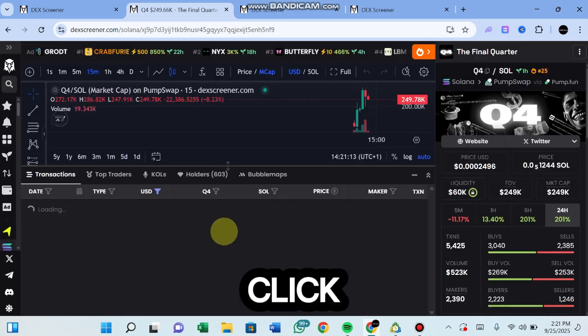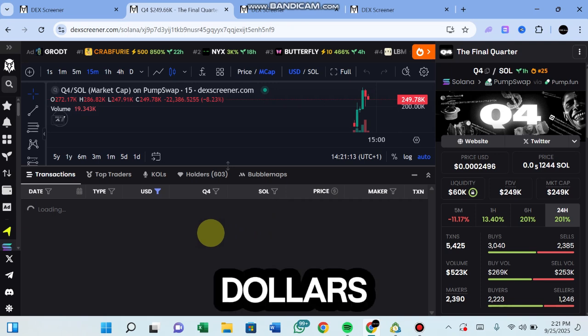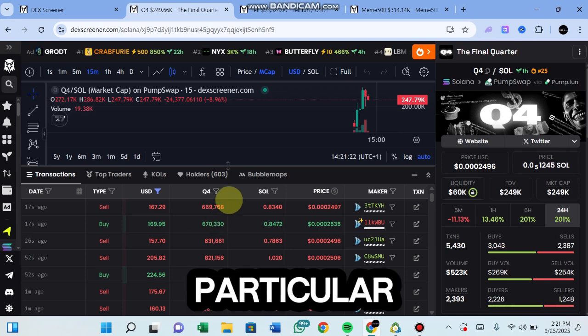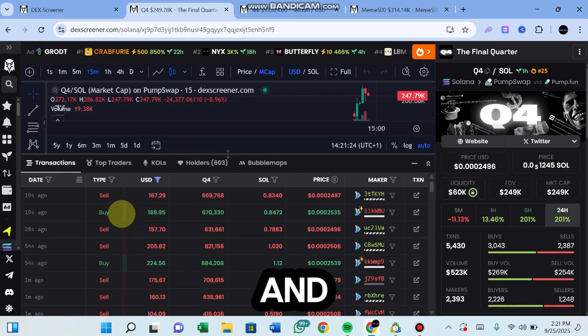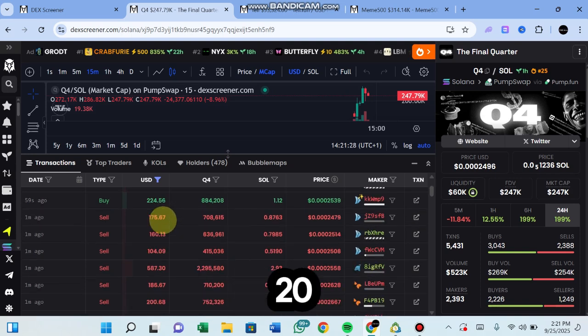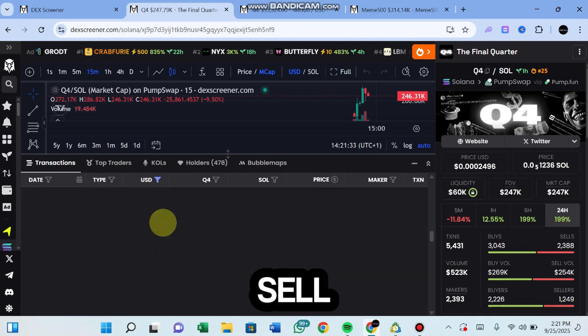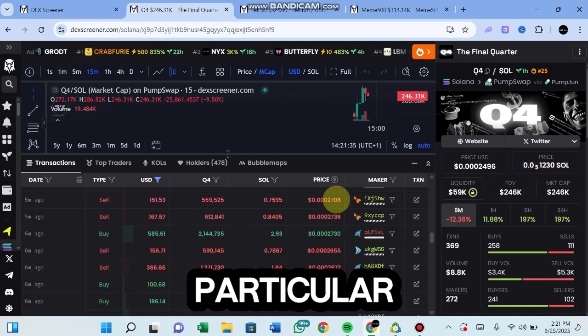So all I need to do is click on this funnel, click on $100 and see whether people are putting in large amounts of money like $100 into this particular coin. You can see the last time somebody put in money was about 20 seconds ago, and there is a mild sell-off happening in this particular coin.